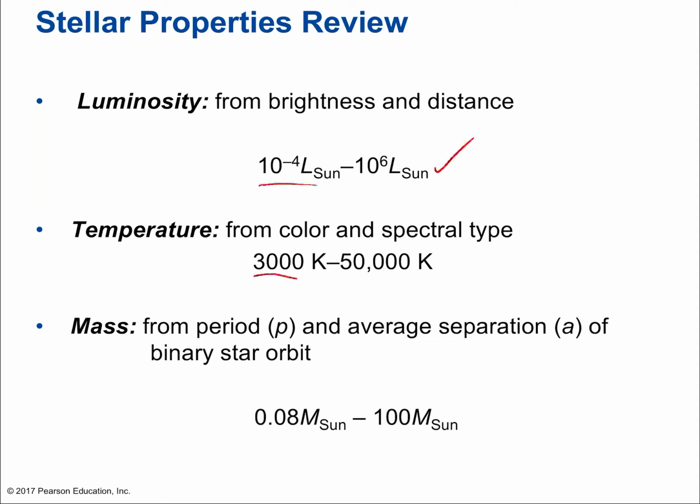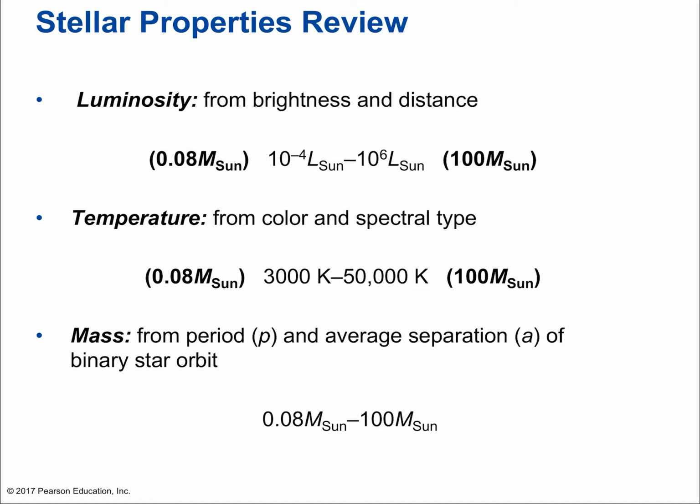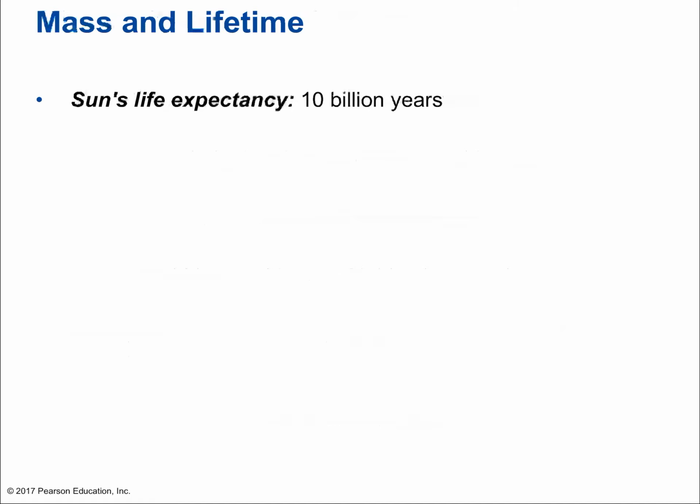The temperature varies from 3,000 to 50,000, it's a good summary, and the mass varies from 8% to 100 times as massive as the sun. There you go. Those are all the stars that exist. All right, summing it all up.